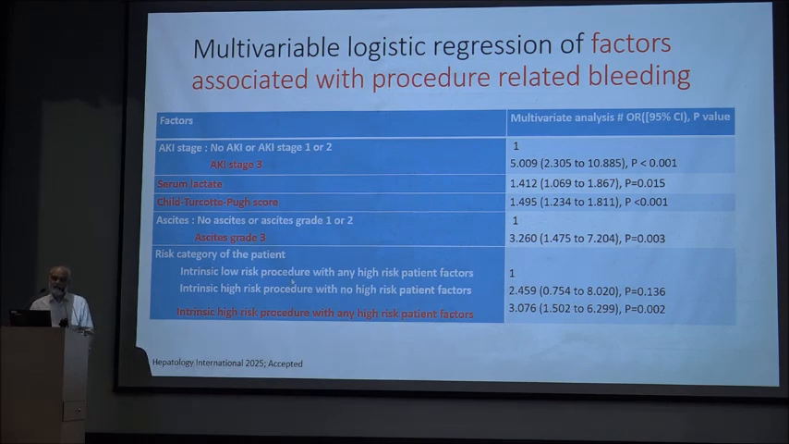And interestingly, we can see that an intrinsically low risk procedure with any high risk factor, or an intrinsically high risk procedure with no high risk factor, were similar in the association with procedure-related bleeding. So we should consider low risk procedures with any high risk patient factors also equivalent to a high risk procedure.